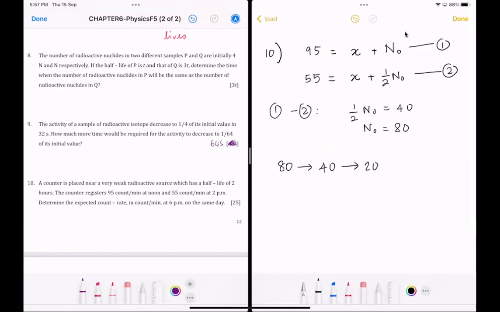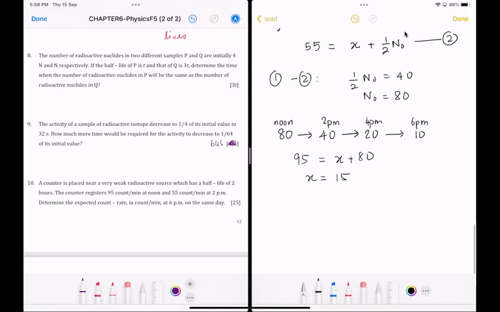So what they're talking about is time, 6 p.m. Initially it was at noon. So 1 half-life will be 2 p.m. 2 half-lives, 4 p.m. And at 6 p.m. it will be 10. The source will give me 10. However, I need to know what is the value of the background radiation. So I need to know what is X. 95 equals X plus 80. So you know X is 15.